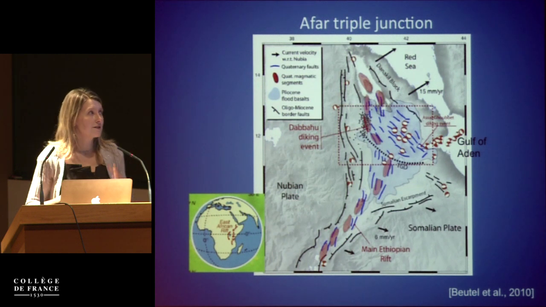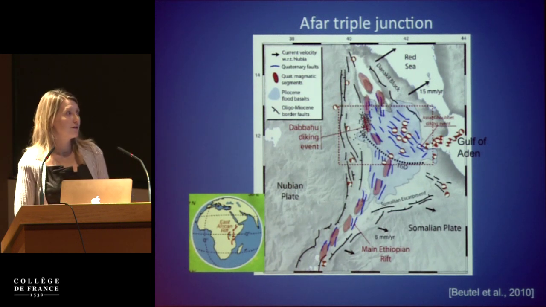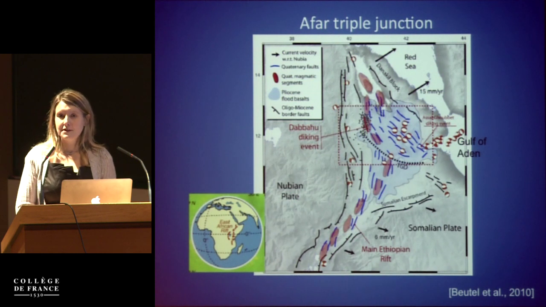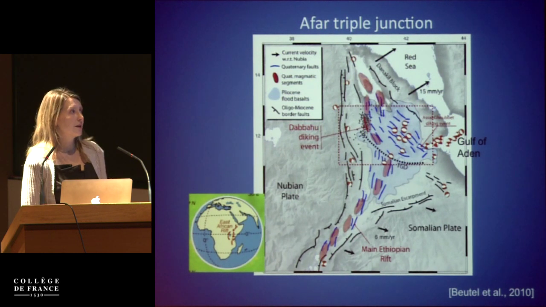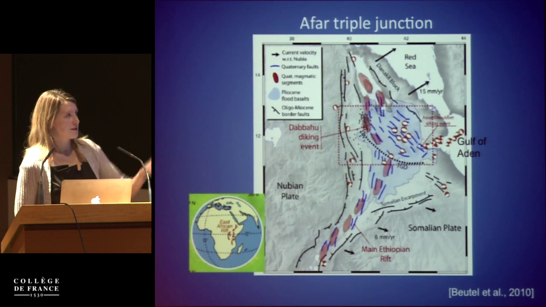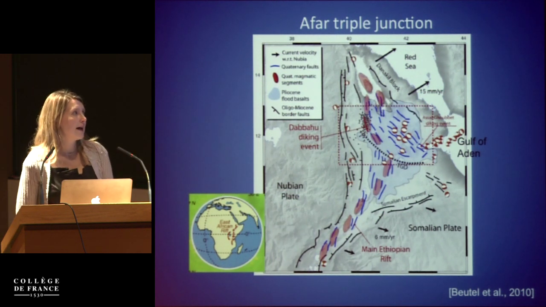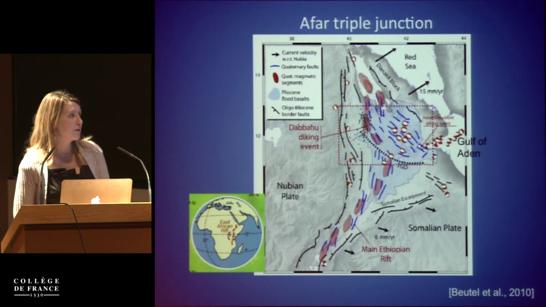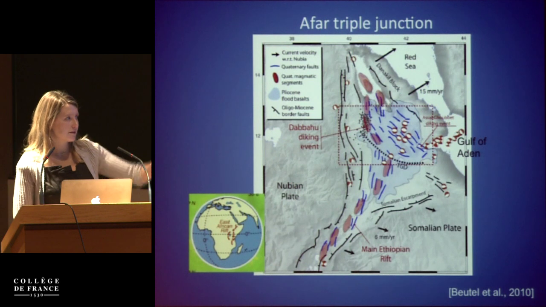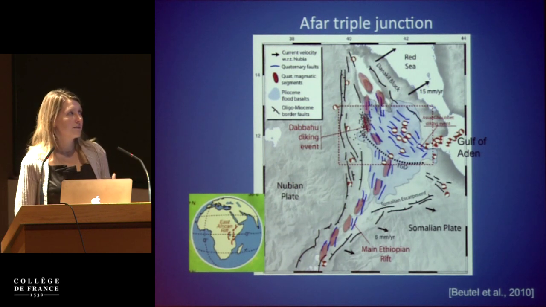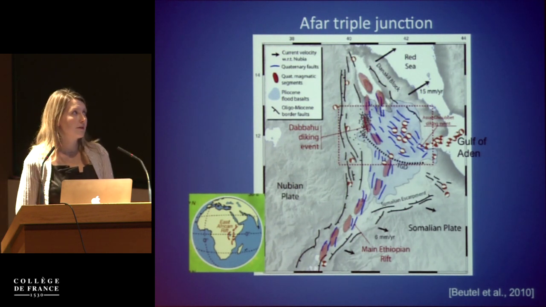So the Afar region is a bit different, since it's a place where continental rifting is actually transitioning to oceanic spreading. And here you can see just the triple junction region. The boundary faults are outlined in black, and you can see the areas of Quaternary volcanism in red. The youngest arm of the rift is the main Ethiopian rift in the south, and flood basalt volcanism last occurred here about 30 million years ago.